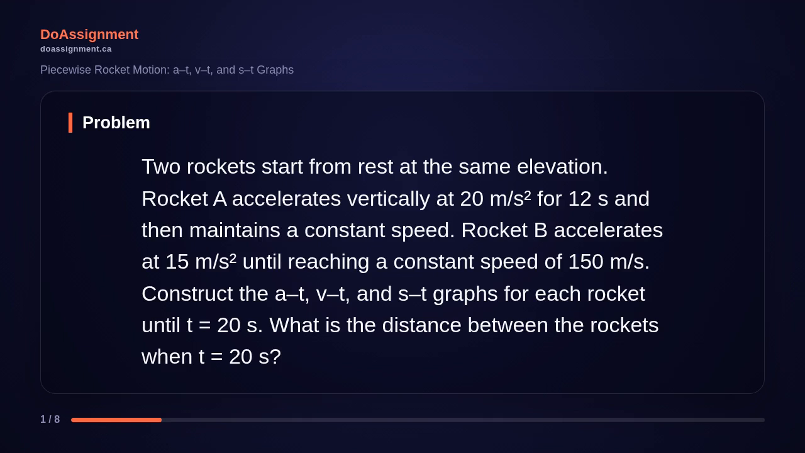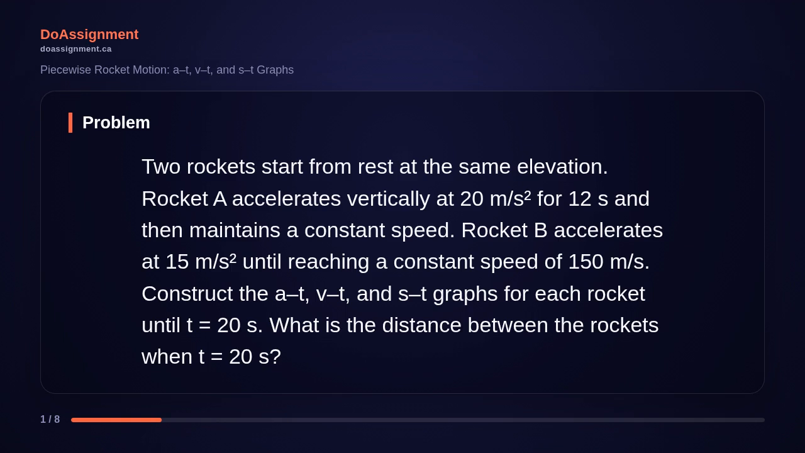Two rockets start from rest at the same elevation. Rocket A accelerates vertically at 20 meters per second squared for 12 seconds and then maintains a constant speed. Rocket B accelerates at 15 meters per second squared until reaching a constant speed of 150 meters per second.